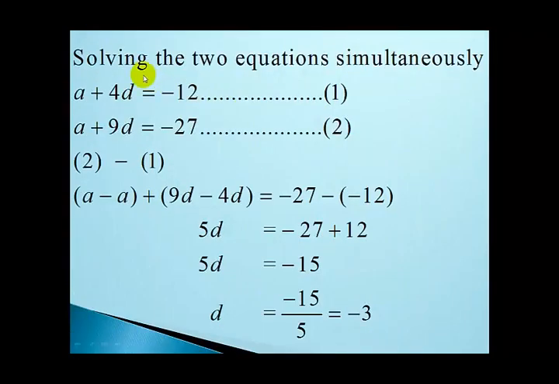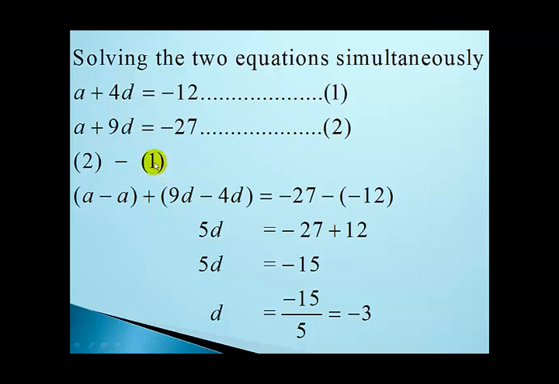Now solving the two equations simultaneously, we have a plus 4d equals minus 12. That is our equation 1. And we have a plus 9d equals minus 27. This is our equation 2. Now these are the two equations. Now we use the elimination method in solving this problem.